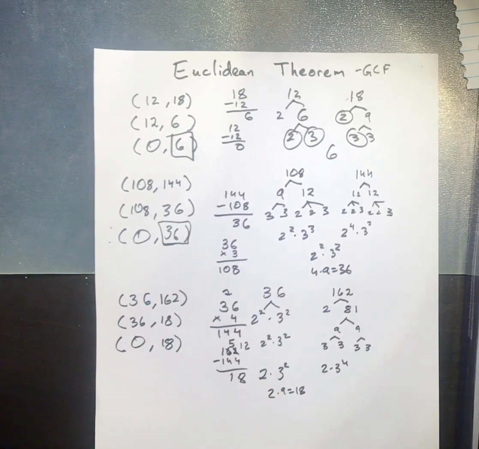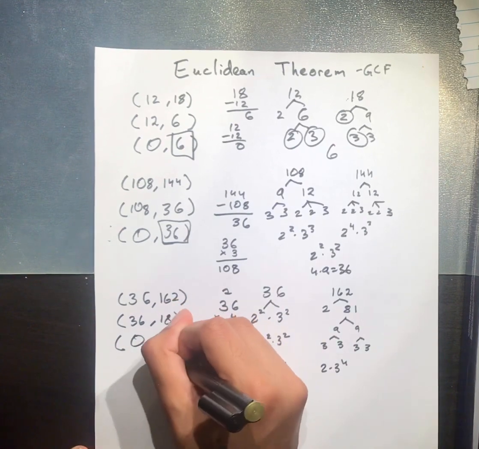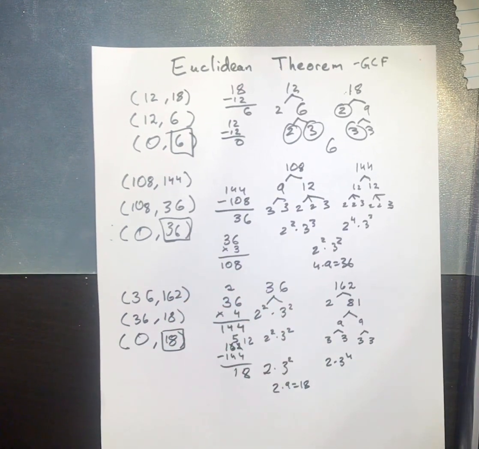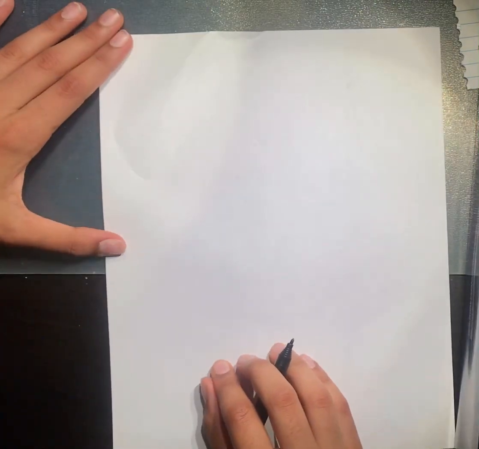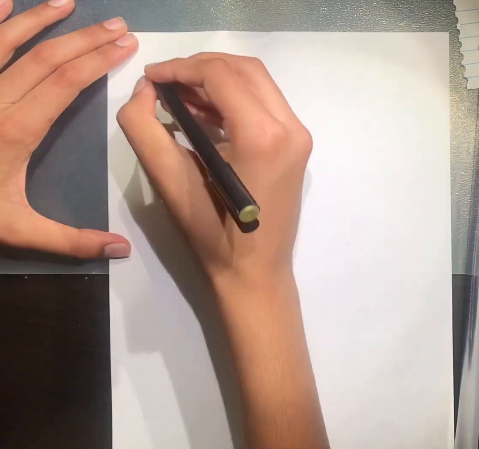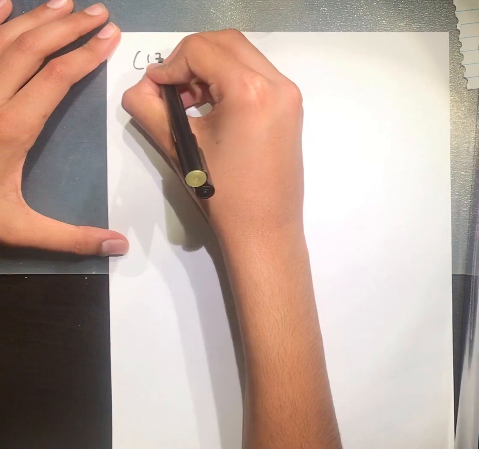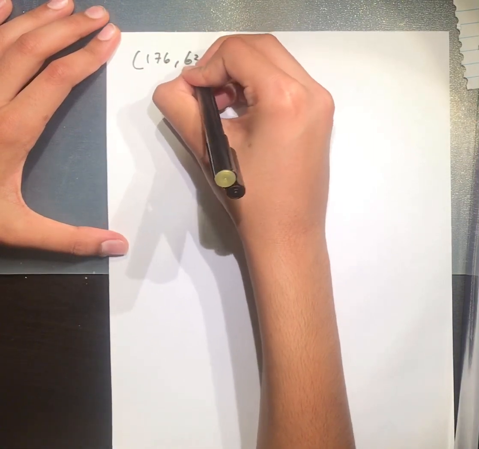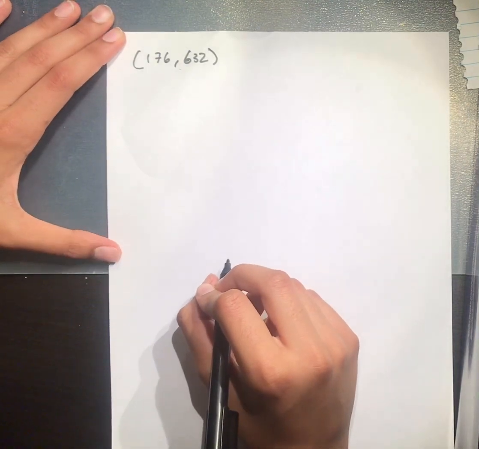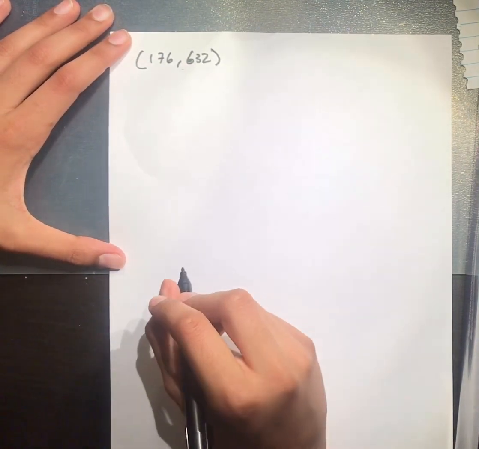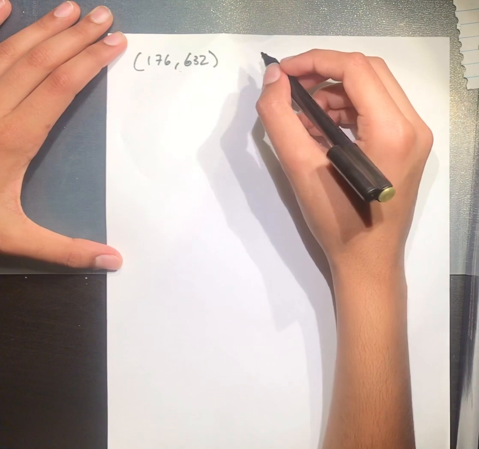Okay, so these were simpler, and these were pre-picked problems. Now I'm going to pick a couple of random numbers and see if we can use those and also achieve similar results. I'm just going to pick 176 and 632, just because why not? I'm not going to do the factoring method here. We're just going to do it straight Euclidean algorithm, or theorem.